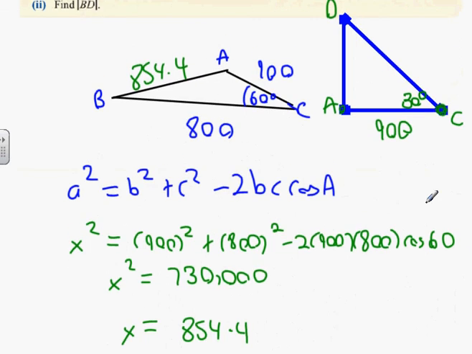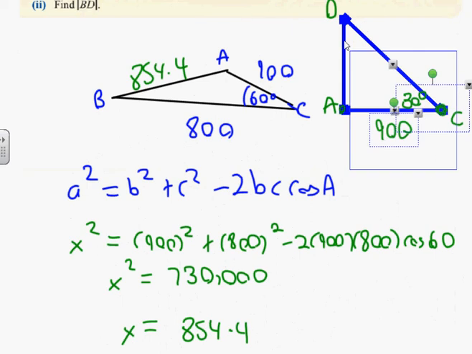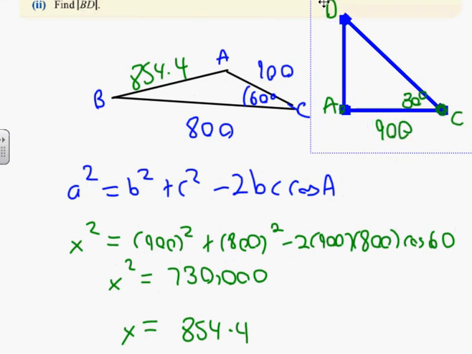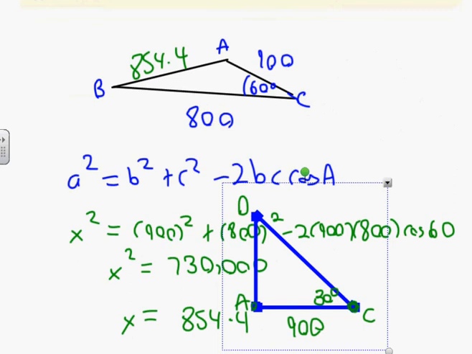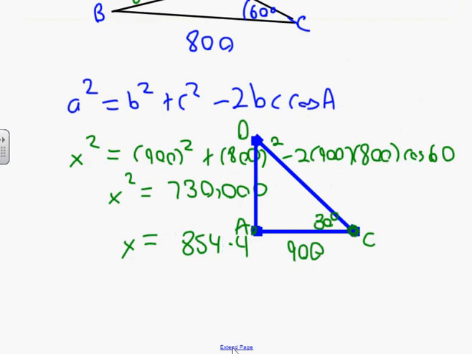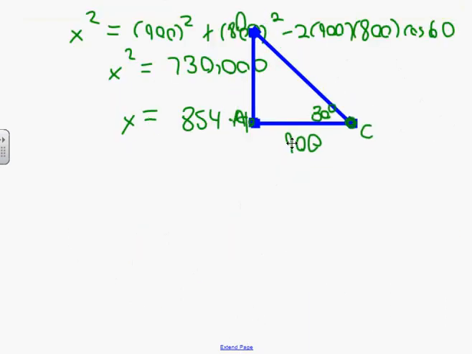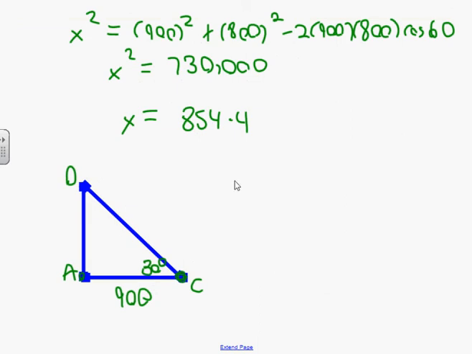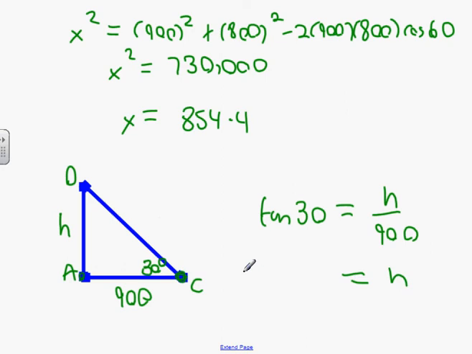So I'm just going to get this part here, bring it down. So we know that AC is 900. So what we're going to do next is figure out what the height h is. Okay, we'll call it HDA. So tan 30 degrees is opposite over adjacent, which is h divided by 900. Therefore h equals 900 tan 30.